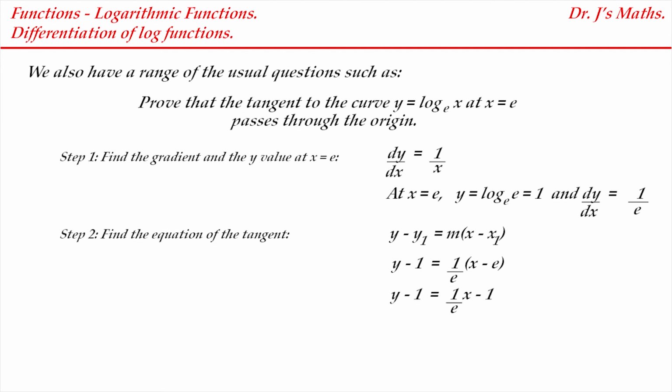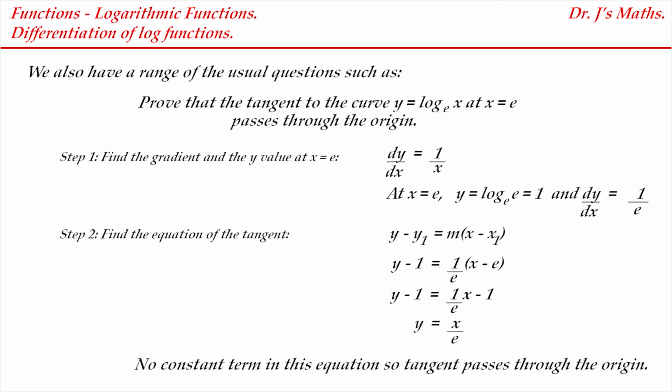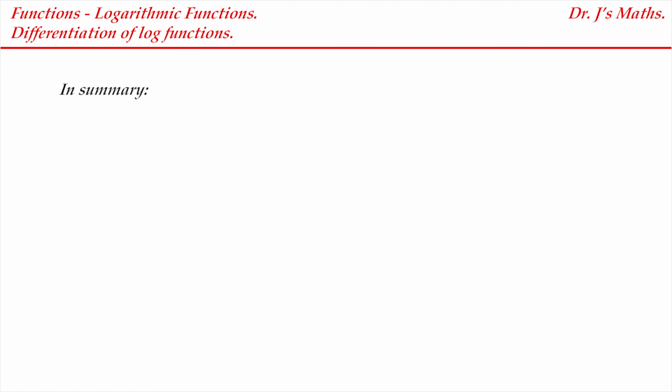We can expand our right hand side and we have x over e minus 1, and then tidy it up because the minus 1's are cancelling on both sides, leaving us with y is equal to x over e. As there is no constant term in this equation, the tangent must pass through the origin. Nice and straightforward, but a fairly typical question of the sorts of other things, tangents, normals, etc., that you're going to have to figure out. So keep your wits about you.